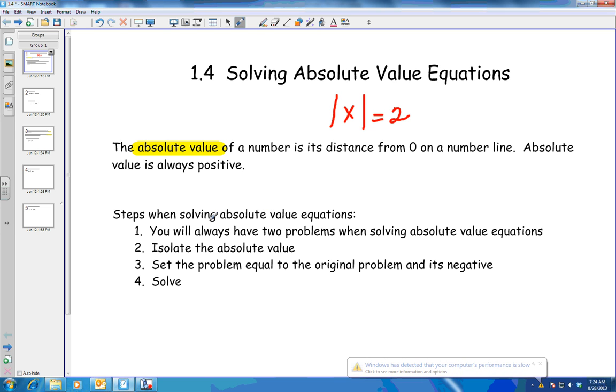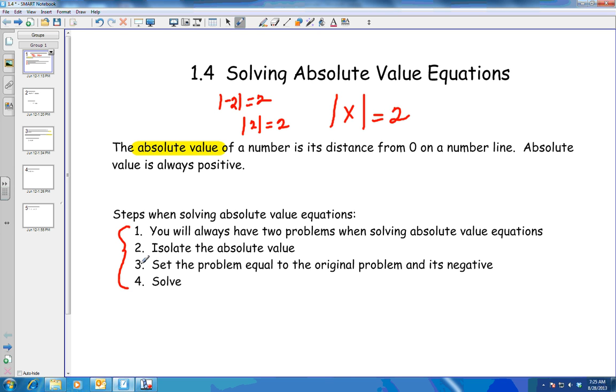So there's two types of problems that you're going to have. One is just evaluating an absolute value expression, and then one is solving absolute value equations. So here are the basic steps when solving absolute value equations. First, we're always going to have two problems to solve when we have absolute value bars involved. And the reason for that is, just like this example, if I want to know what x can be, the absolute value of x is 2, well, x could be -2, or x could be a +2. So that's why when absolute value bars are involved in an equation, we will always have two equations to solve.